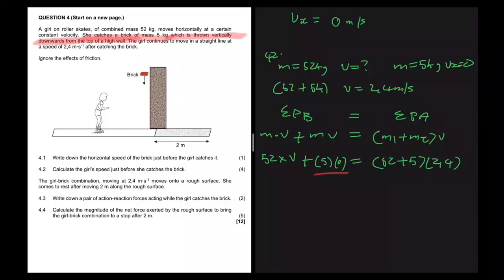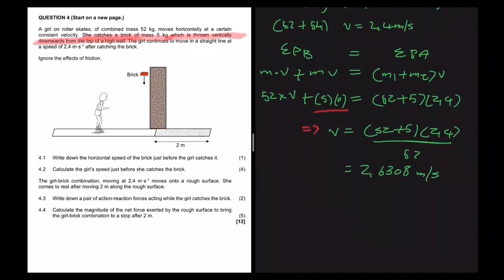So if we solve for that, we're going to get a velocity equal to 52 plus 5 multiplied by 2.4, and then everything divided by 52, the coefficient of V. And then the answer here is 2.6308 meters per second, in the direction the girl was initially moving.